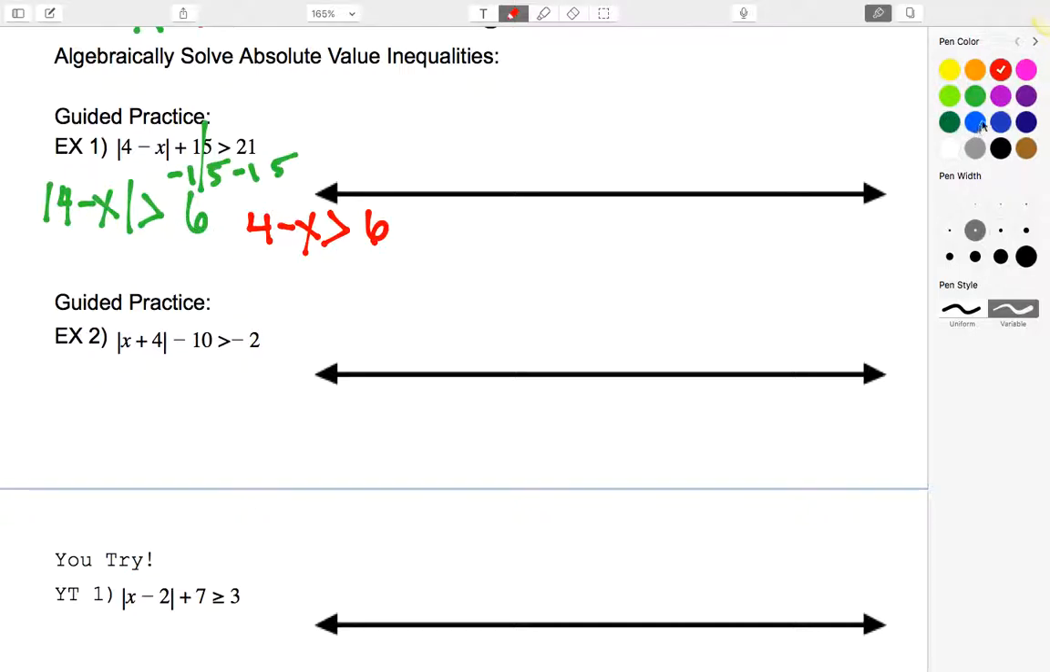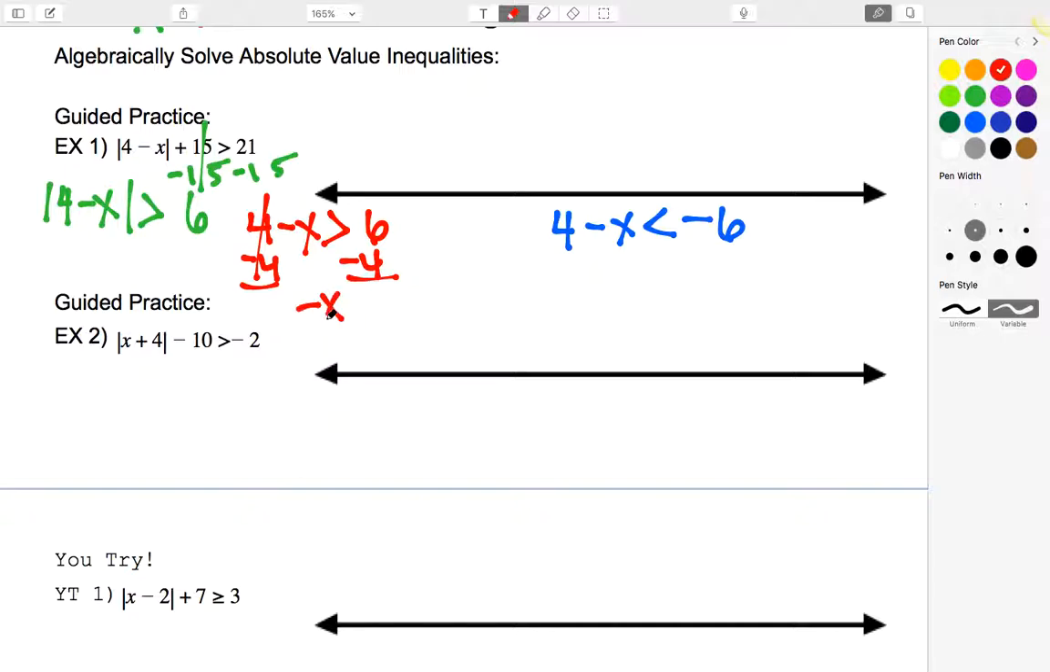I actually have to do it twice because it's absolute values. So my other one's going to be 4 minus x is less than negative 6. If you change the sign of the back number, if you will, I have to flip my inequality sign. So I'll go ahead and solve both. So I'm going to move this 4 across.